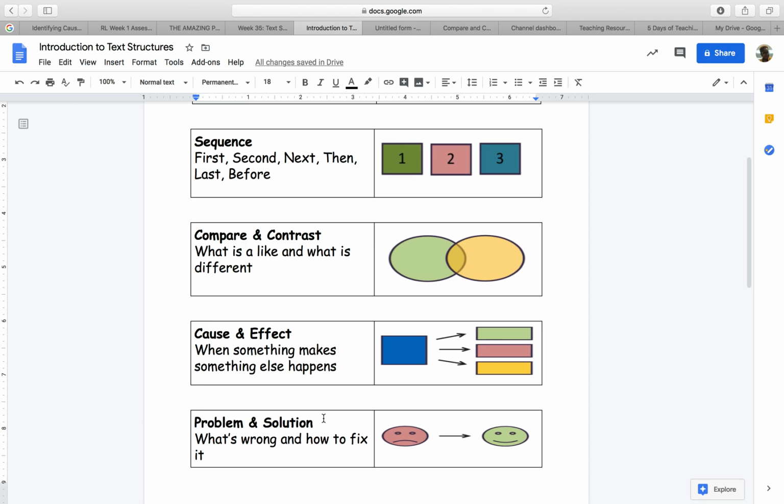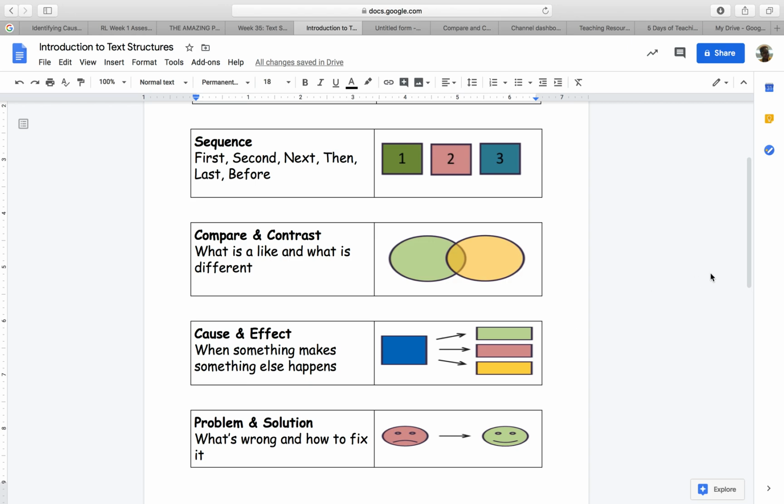Something else happens because of this main thing happening. So, if it's snowing outside, our cause is it's snowing. An effect or something that can happen because of the snow, roads are slick and slippery. People can fall if they're not careful. And it can freeze into ice. So those are things that can happen because it snows.